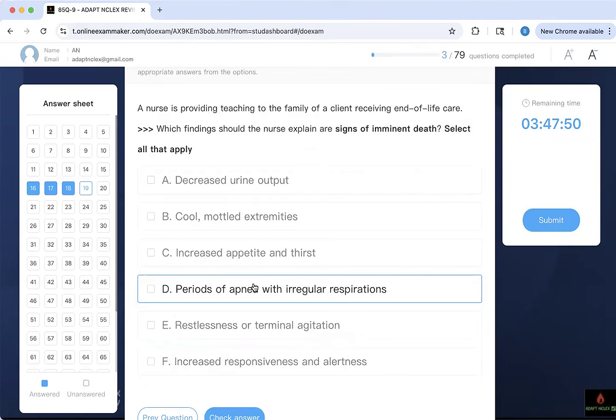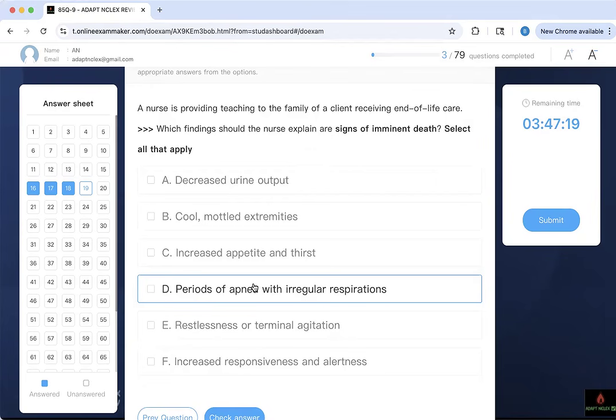A nurse is providing teaching to a family of a client receiving end of life care. Which findings should the nurse explain as signs of imminent death? Decreased urine output, cold extremities, increased appetite and diet, period of apnea with irregular respiration, restlessness or terminal agitation, increased responsiveness and alertness. The concept I will give you, stop the video and use it to answer the question.